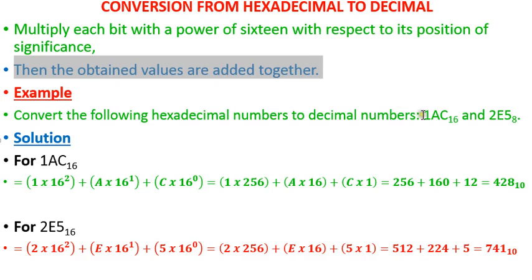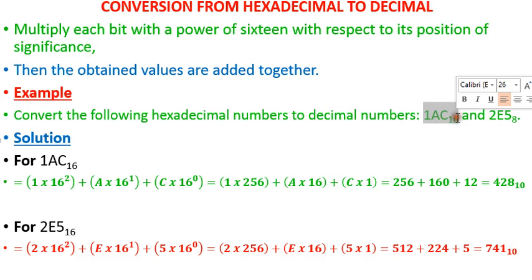Let's assume we are given 1AC base 16 and 2E5 base 16. Please note, here it is not 8, it is 16. And we are asked to change it into base 10. So what I will do is to see this 1AC: my 1 multiplied by 16, plus my A multiplied by 16, plus my C multiplied by 16. So this is the last one. The 16 should carry a power of 0, the next 16 should carry a power of 1, and the last one should carry a power of 2.